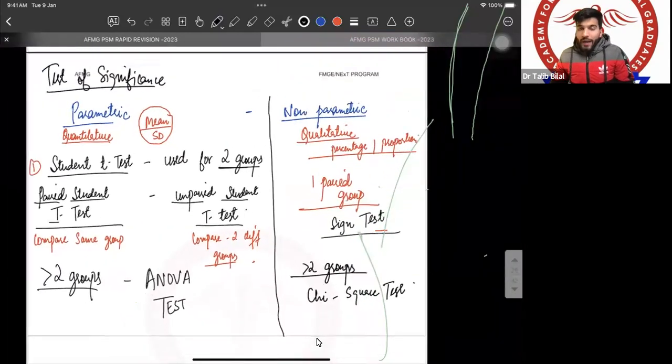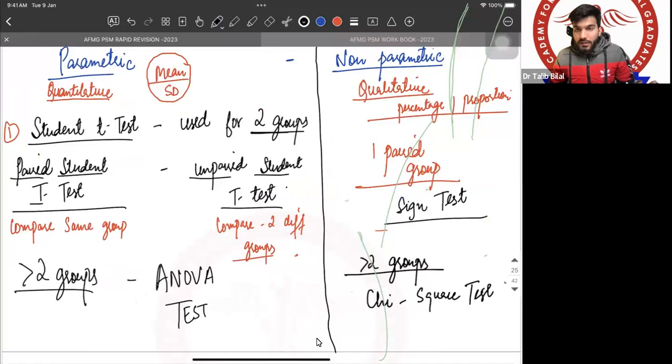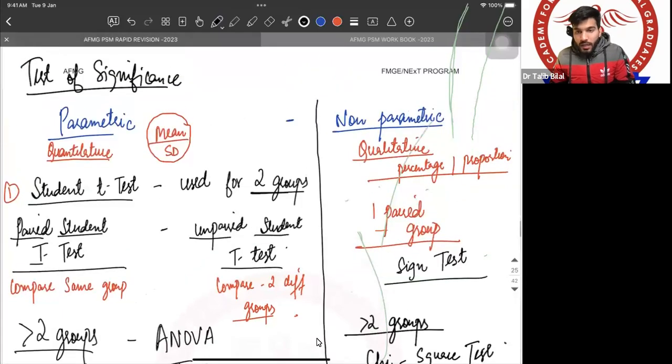Okay, guys. So you have to first see what type of data is given, quantitative or qualitative. Then the groups. Are the groups the same? If there are three groups, you directly mark ANOVA. Okay, it was going hard for me, I'm able to understand now.